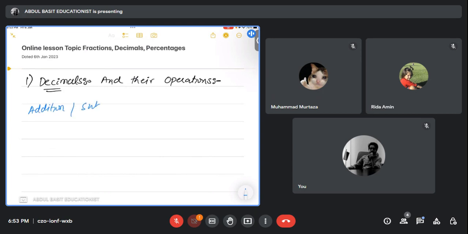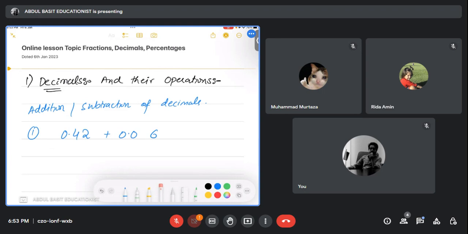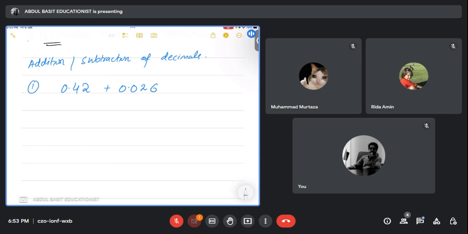slash subtraction of decimals. For example, in paper 1 you might get a question that 0.42 plus 0.026. In paper 1 you may get this question: how to add these kinds of decimals. So first of all, how to write? First of all, write one decimal of your choice.